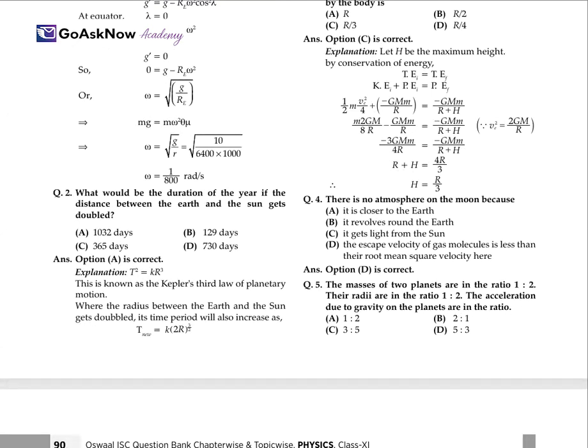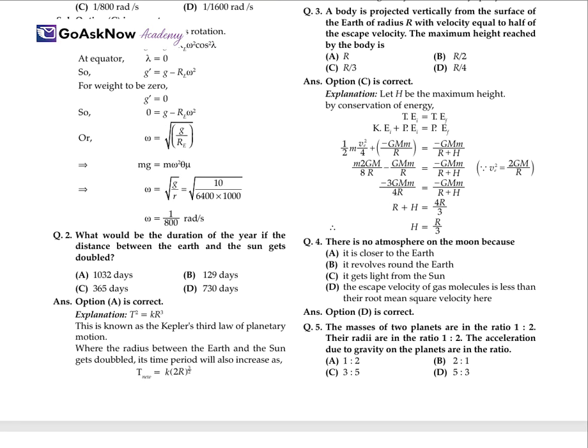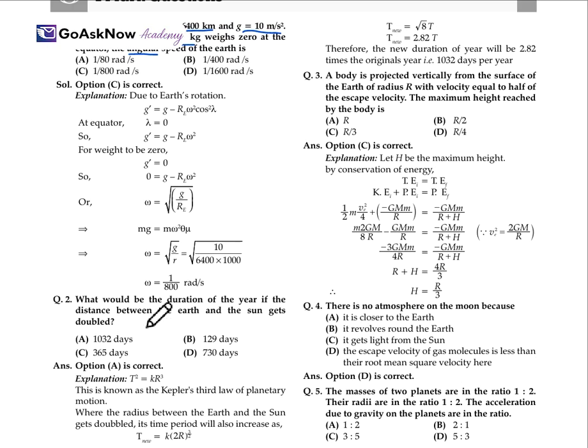Now, what would be the duration of the year if the distance between the earth and the sun gets doubled? It is talking about the sun and the earth. Firstly, we know Kepler's third law of planetary motion, and we write it over here. When the distance between the earth and the sun gets doubled, the time period will be T new equal to T into 2R to the power 3 by 2. When we solve this, we get root 8, which is 2.82 times T. Therefore, the new duration of the year will be 2.82 times the original, which is 1032 days per year.